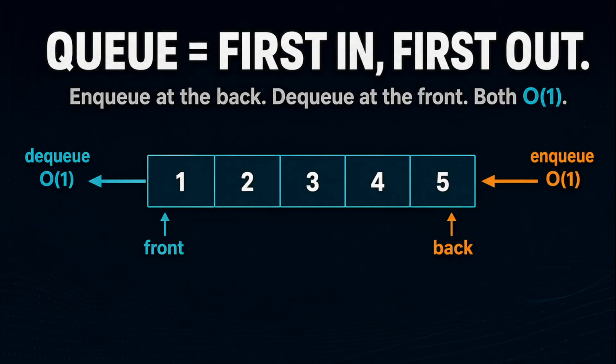A queue is a horizontal line. New items go in the back, old items come out the front. That is first in, first out, or FIFO, like a queue at a coffee shop. Both enqueue and dequeue are O(1) when the queue is implemented well. First in, first out. Same idea, opposite end. Right. The stack remembers the most recent thing. The queue remembers the oldest thing still waiting.